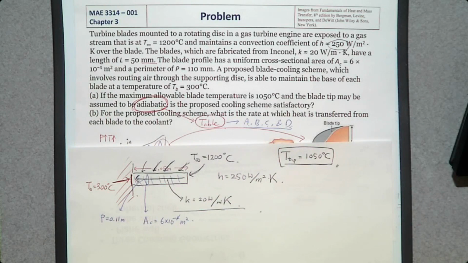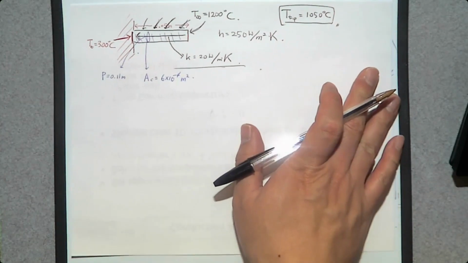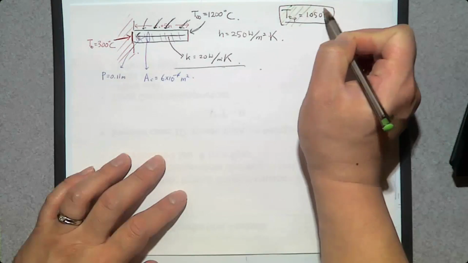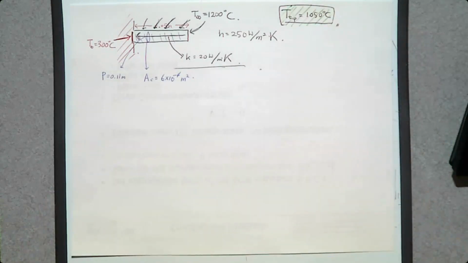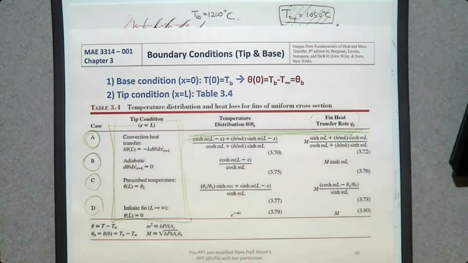So let's solve this problem. So this is the condition. Then what we want to check is the temperature at the tip. So we can use this table, and what was the case? We assume that the tip is going to be adiabatic. So our case is going to be case B. We can use either this equation for temperature, this equation for heat transfer rate.